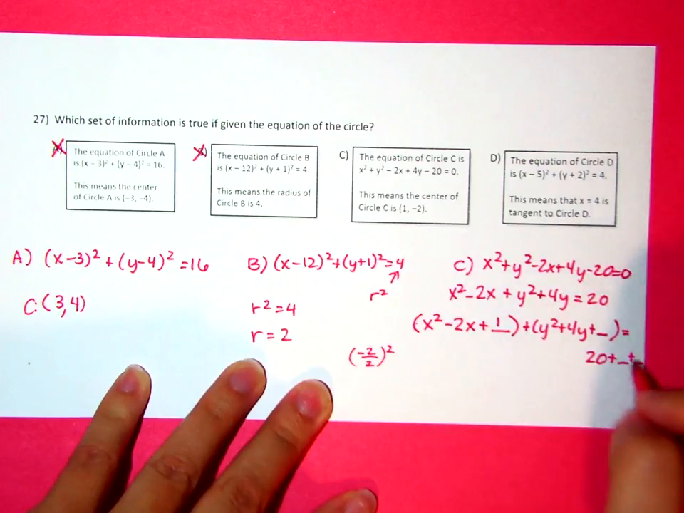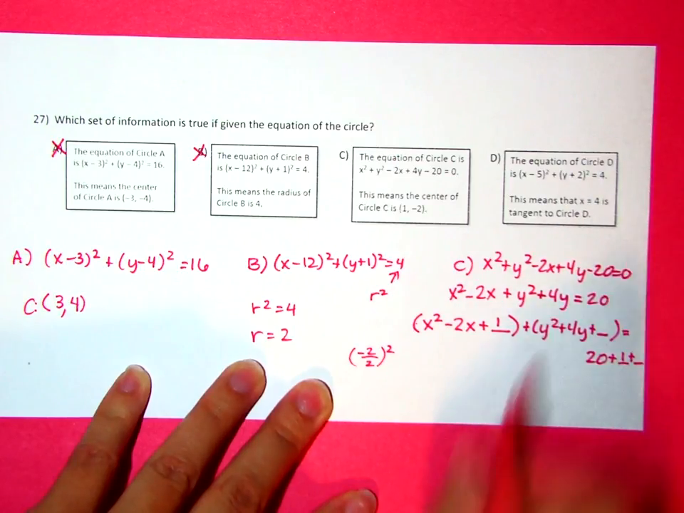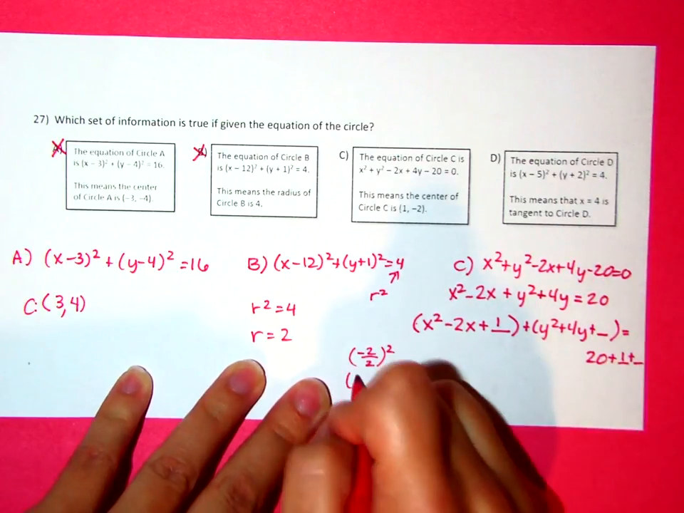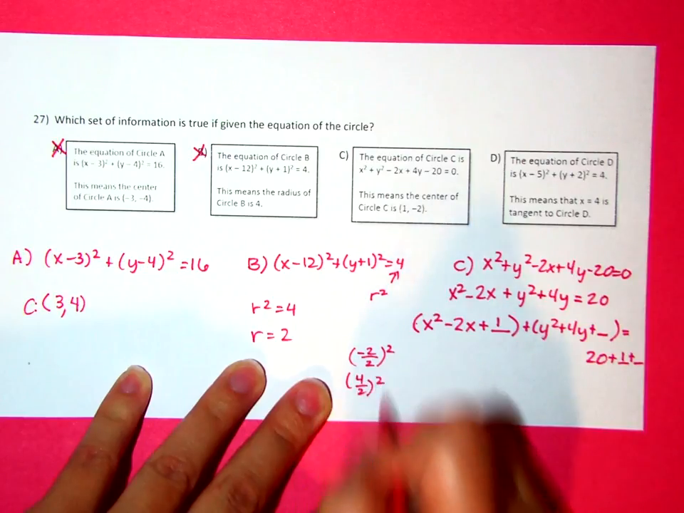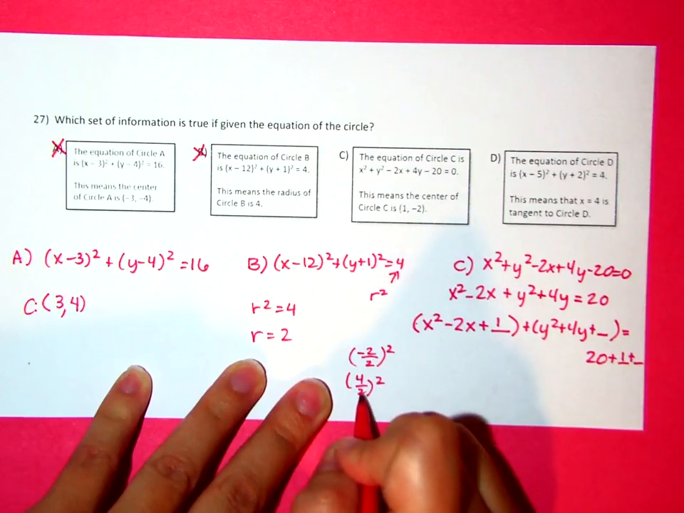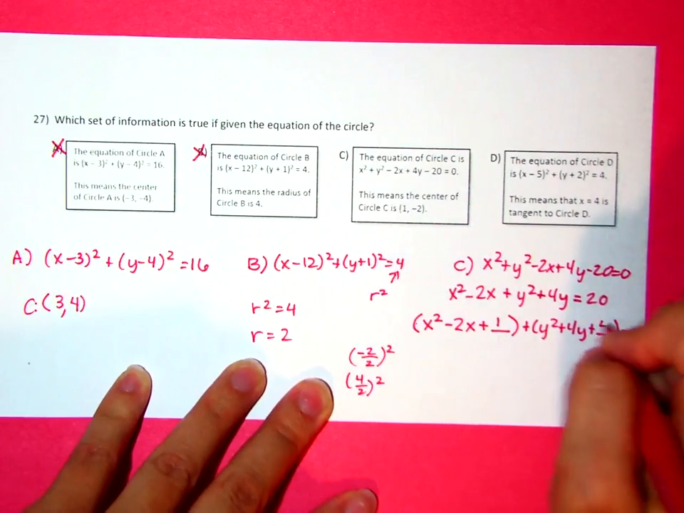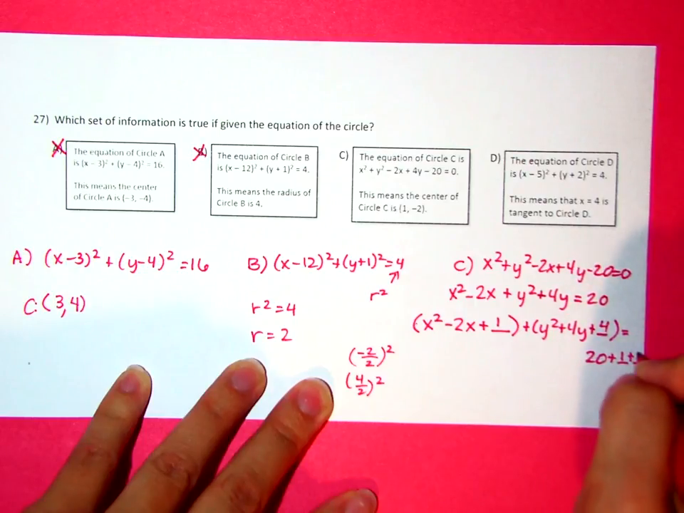What I add to one side of the equation, I add to the other. We do it again with the y. Here's my b, it's 4. We divide it by 2, and we're going to square it. 4 divided by 2 is 2. 2 squared is 4. So I'm going to add 4 here. What I add to one side, I add to the other.